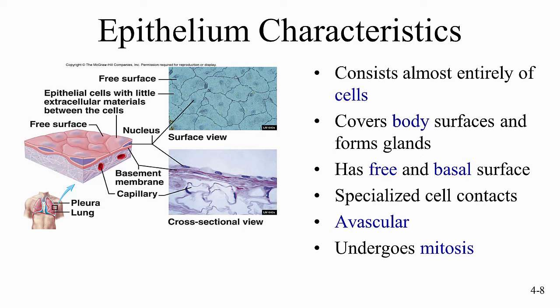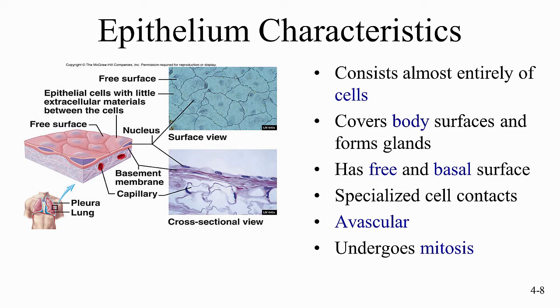And epithelial tissues are going to cover body surfaces. They are also going to form glands. And how we tell an epithelial tissue from the other tissues, remember there are 4 types of tissues: epithelial, connective, muscle, and nervous tissue. How we tell them apart is that epithelial tissue is first of all going to have a free surface. In other words, there's nothing on top of it. It's not sandwiched in between other tissues like, say, connective tissue is.